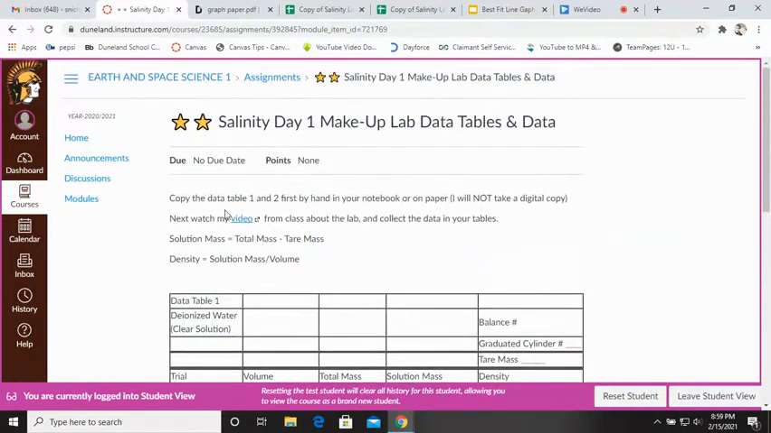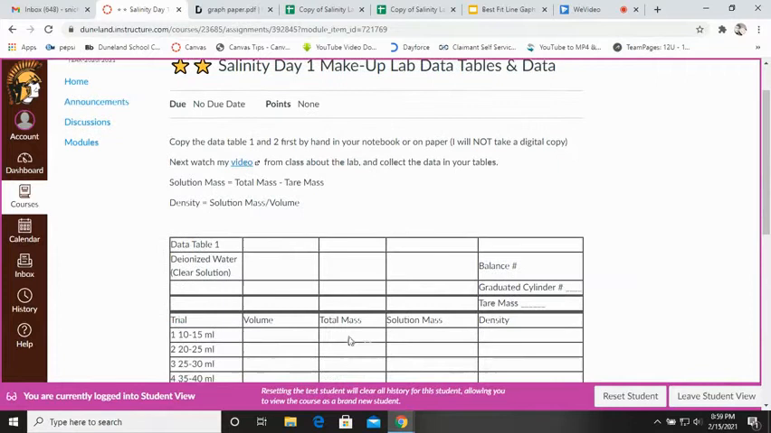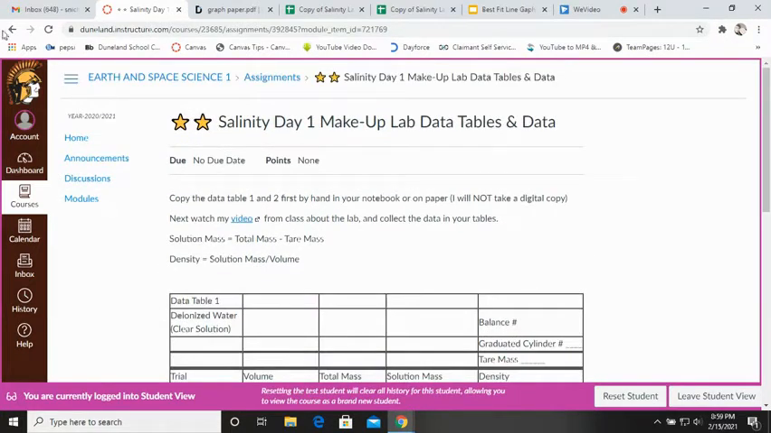So you'll copy down data table 1, data table 2 like everybody else did last week. And then here's a video, which is me in a class going over it. You'll be able to get your data and solve for solution mass and density. Okay? So again, this is for those of you that were absent on Thursday and Friday. Those of us that were here, we have our data and we have our data tables complete.